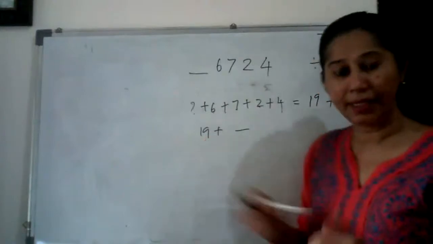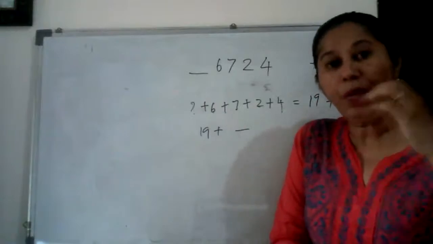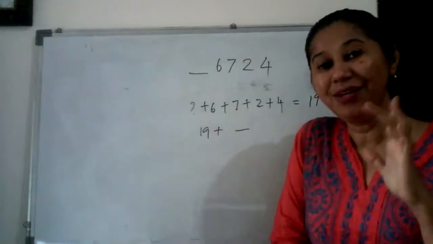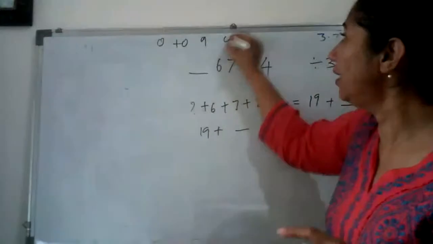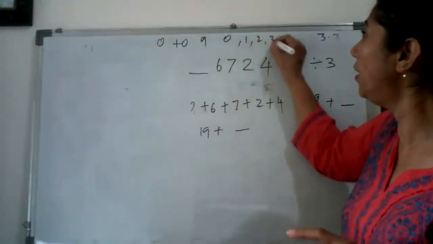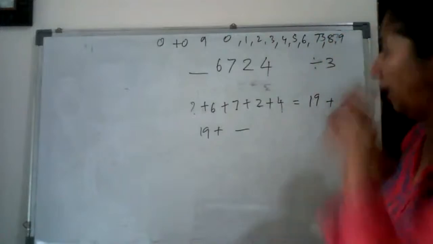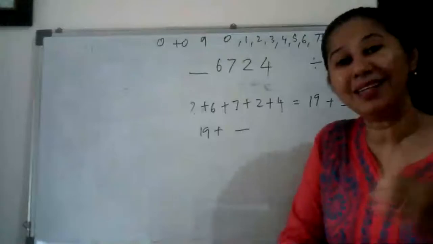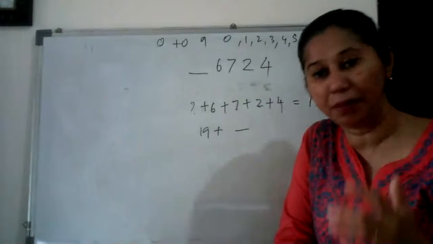So now this 19. We have to put the digits in such a way. Remember the digits? We have the 10 digits, from 0 to 9. It could be 0, 1, 2, 3, 4, 5, 6, 7, 8, and 9. So we go on putting them in. We will be checking how you get the multiple of 3. Remember, a multiple of 3 means a number that comes in 3's table.